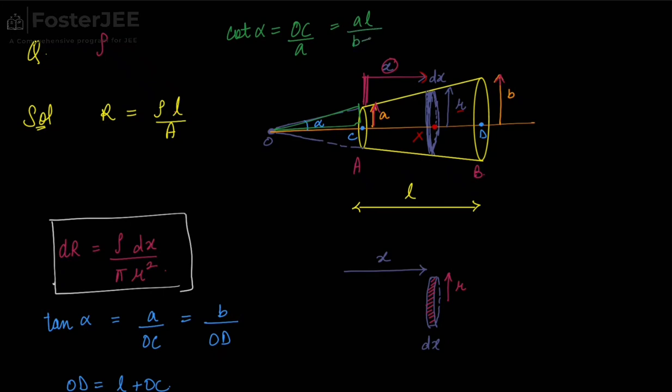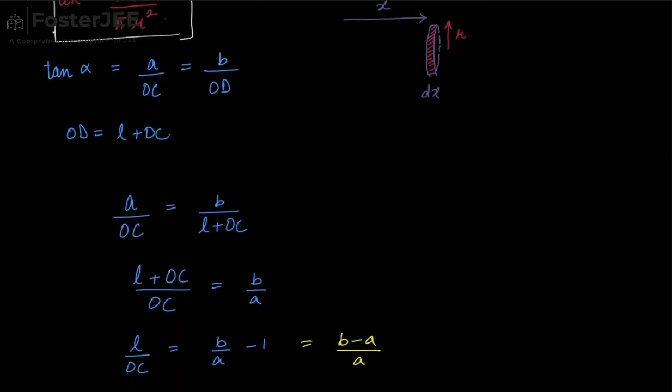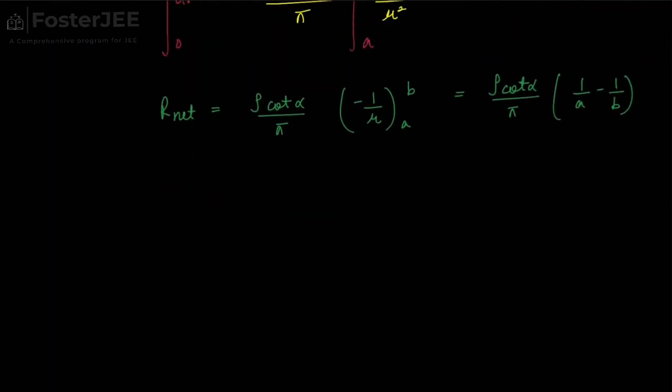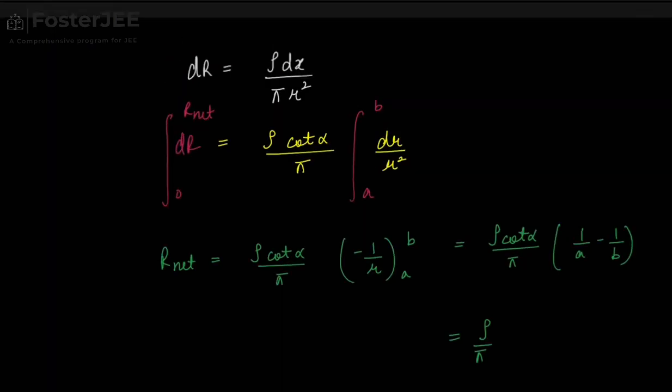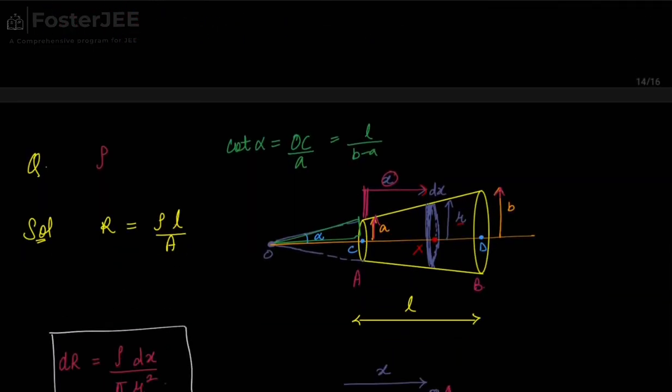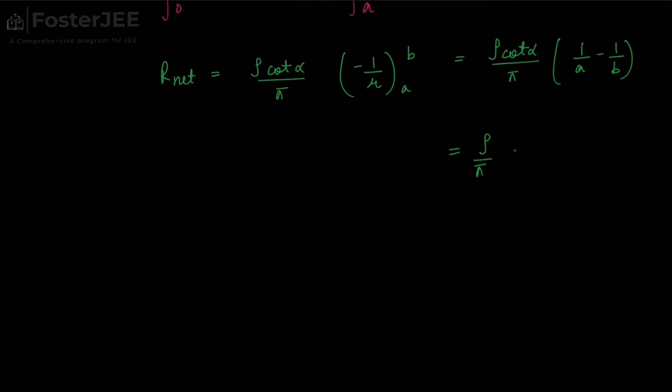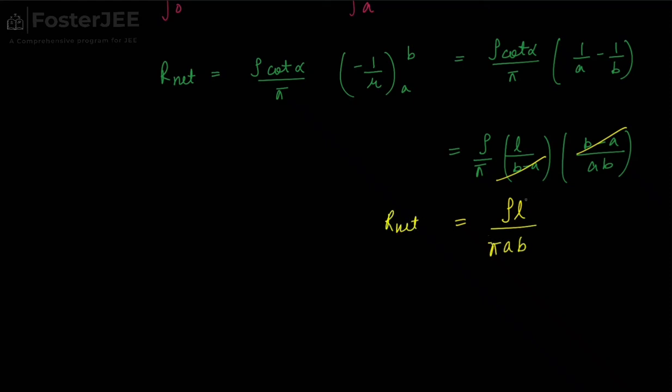AL upon B minus A into 1 upon A, let's remove A, so this becomes L upon B minus A. So put the value of cot alpha, which we just calculated as L upon B minus A, into rho by pi. Now this can be rearranged as B minus A upon AB. So we can see that the denominator and numerator are getting cancelled. So this becomes rho L upon pi AB, which is exactly our answer.